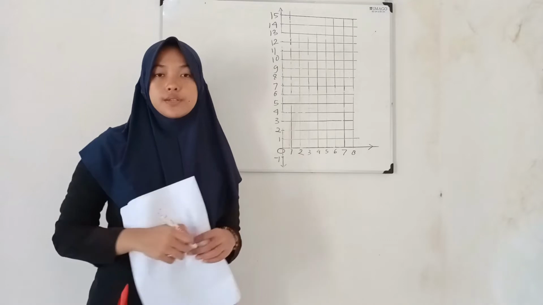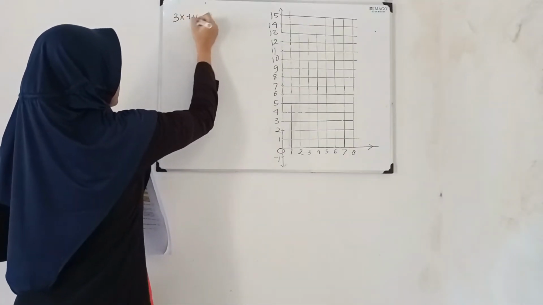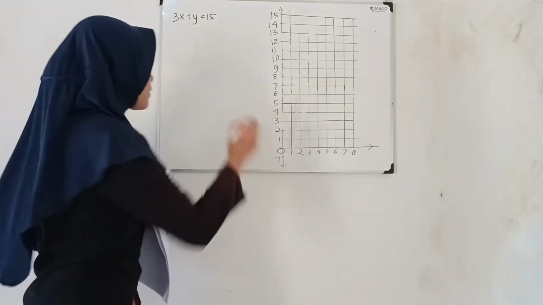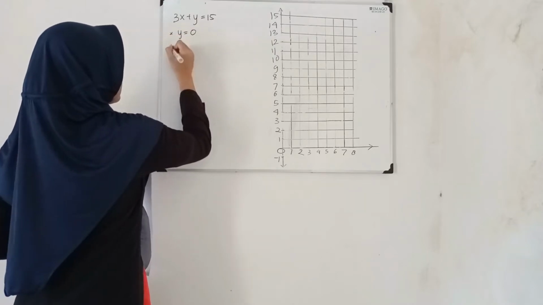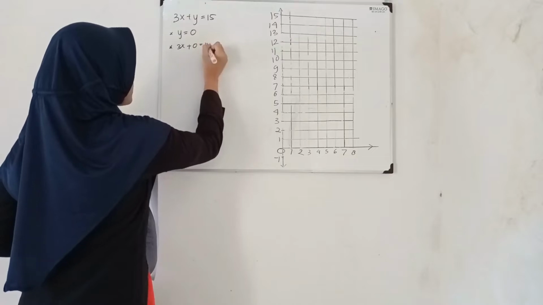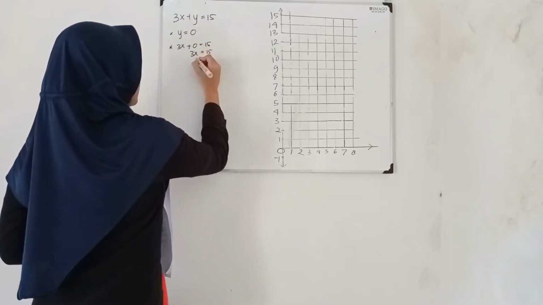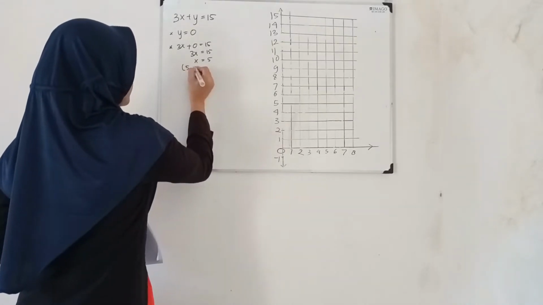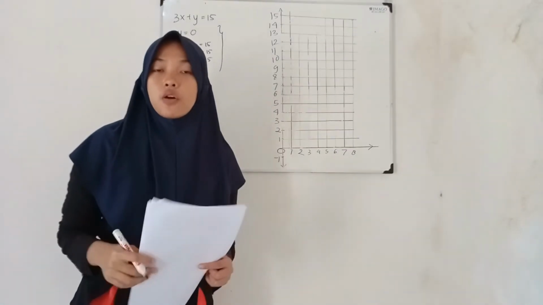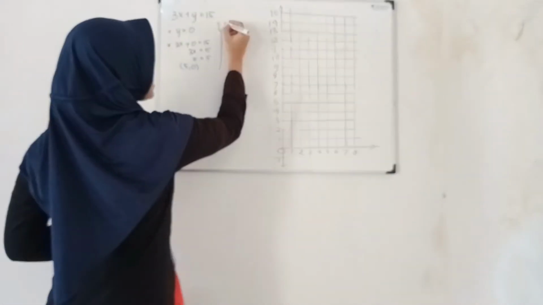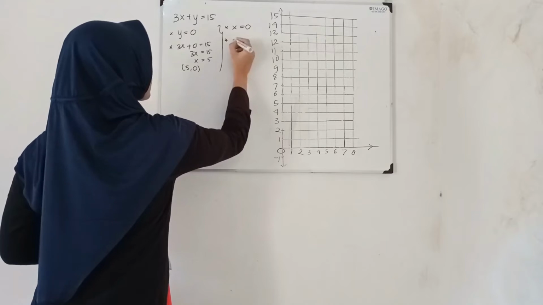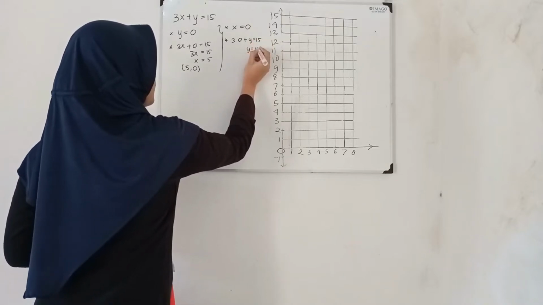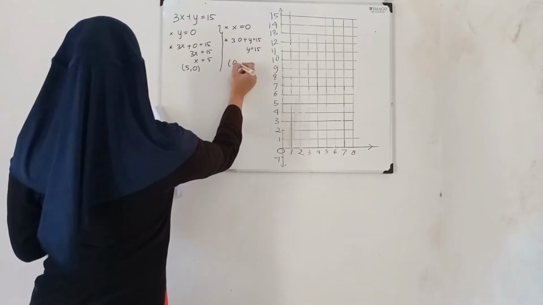Okay, ma'am. For the equation 3x + y = 15, we have to determine the intersections with the x-axis and y-axis. For the x-axis intersection, y is equal to 0, so 3x + 0 = 15. So 3x = 15, then x = 5. So the intersection point is (5,0). Then for the y-axis intersection, x is equal to 0. Then 3(0) + y = 15, then y = 15. So the intersection point is (0,15).